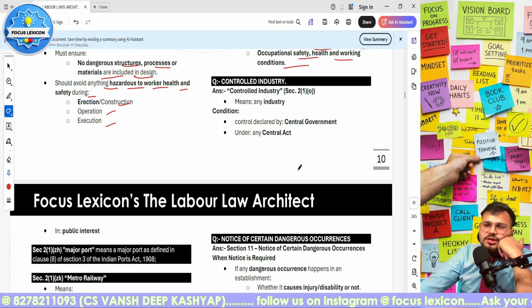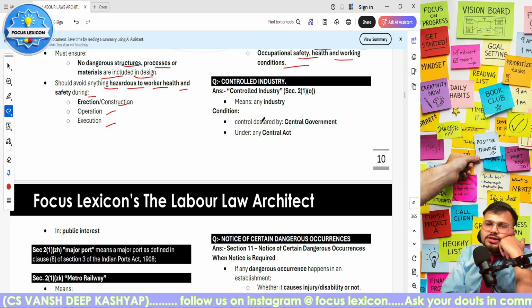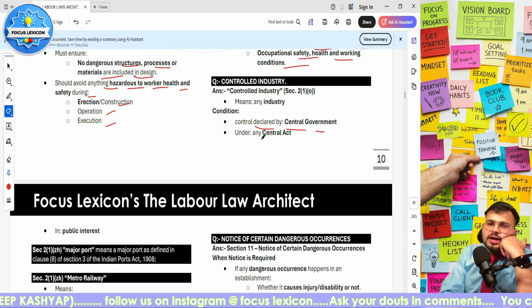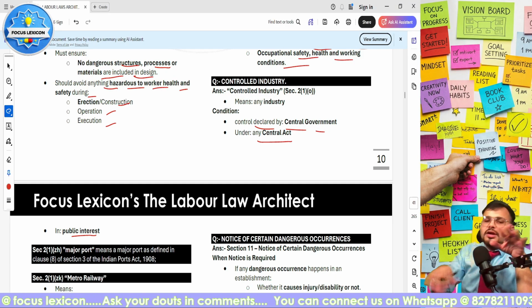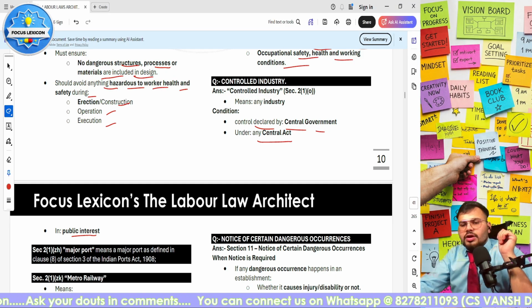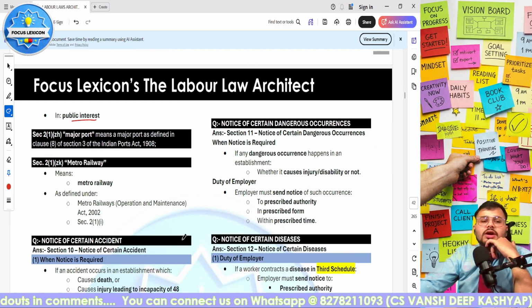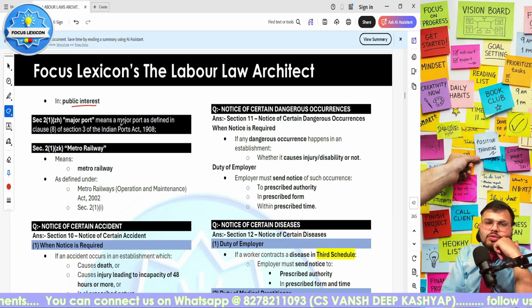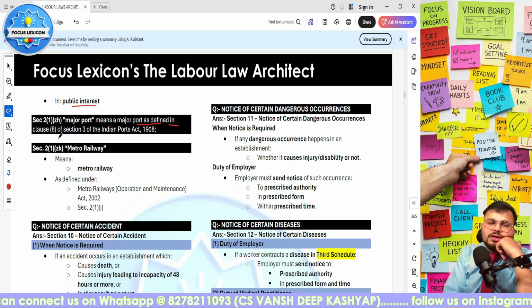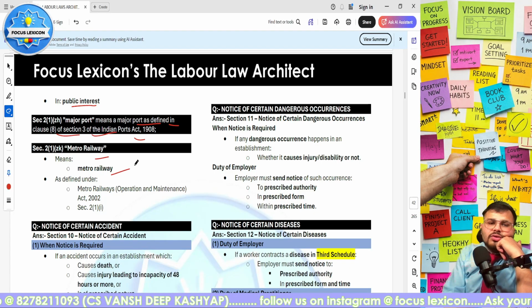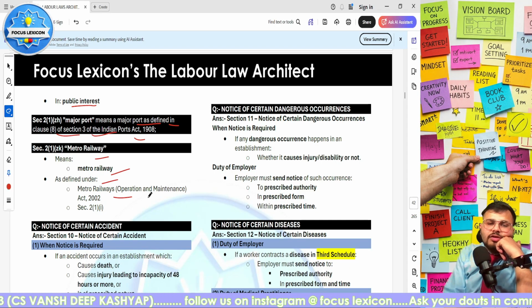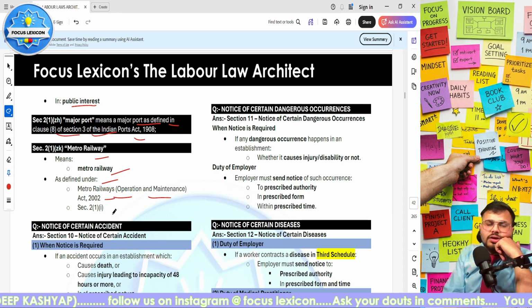So next is controlled industry, means any industry declared to be under control by the central government under any central act in public interest. Any industry on which the central government declares its control will be deemed to be your controlled industry. Then what is a major port? Major port means a major port as defined under clause 8 of section 3 of the Indian Ports Act. Then metro railways means metro railway defined under the Metro Railway Operation and Maintenance Act 2002.